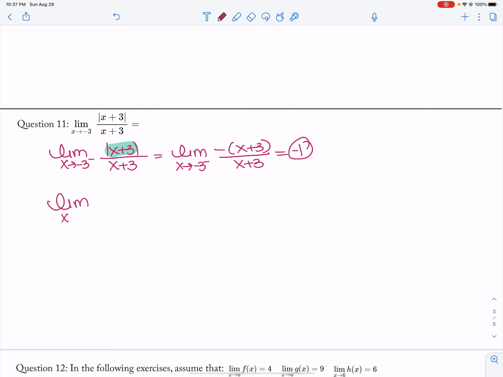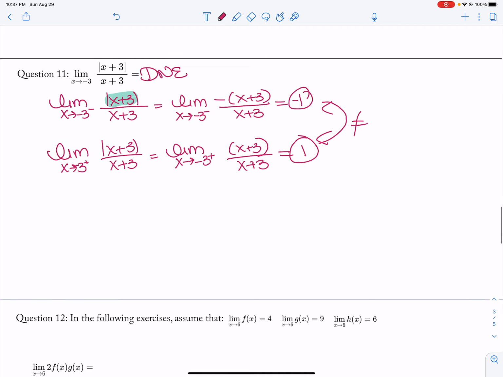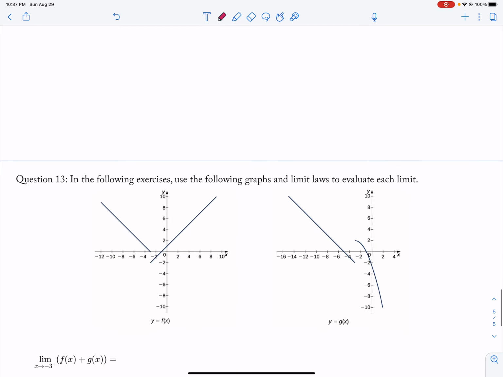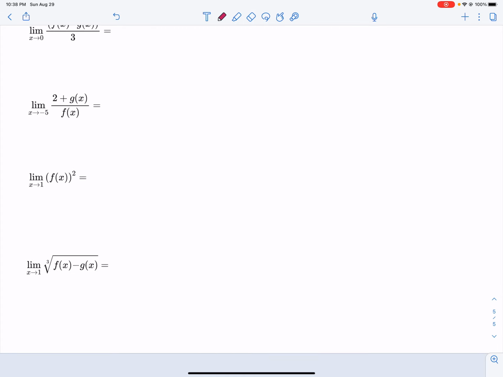When I do it from the right-hand side, I get the absolute value of x plus 3 over x plus 3. When I drop my absolute value, I'm going to leave it as a positive. So this becomes x plus 3 over x plus 3, which gives me a positive 1. Those two are not equal, so this overall limit does not exist. Okay? And then we look at 13, which follows the same suit as number 12.